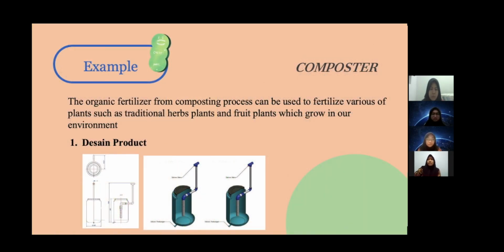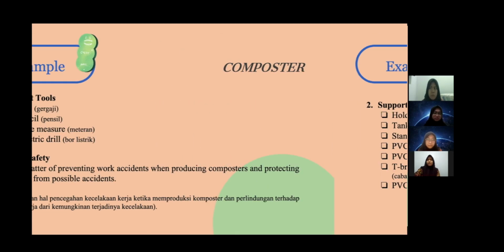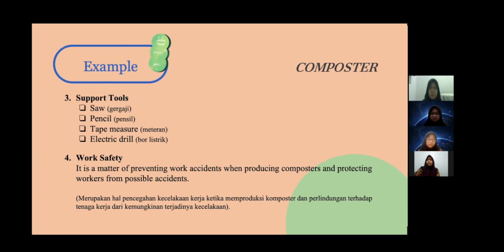Example is composter. The organic fertilizer from composting process can be used to fertilize various of plants such as traditional herb plants and fruit plants which grow in our environment. The first is design product. Second is supporting materials. In making a composter, the materials needed are holding tank, tank cover, stand, PVC pipe, PVC elbows, T-branch, third branch connector PVC, and PVC glue. Third, support tools. Tools used to support the manufacture of composter include saw, pencil, tape measure, and electric drill.